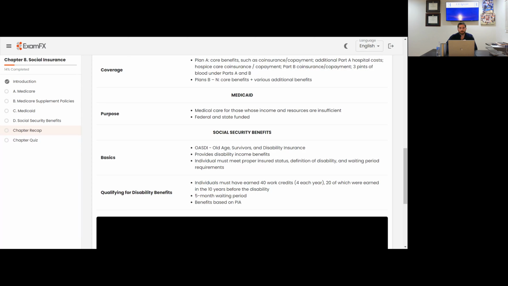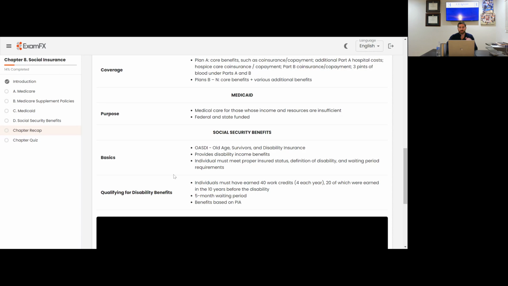Social Security benefits. What are the basics? OASDI. That stands for Old Age, Survivors, and Disability Insurance. It's truly just an acronym, so make sure you know what OASDI stands for. Old Age, Survivors, and Disability Insurance. This provides disability income benefits. The individual must meet proper insured status, definition of the disability, and waiting period requirements. Okay, so guys, the insured status is just making sure that you qualify for Social Security benefits. Again, the 40 quarters, kind of beating a dead horse there. You have to meet the definition of disability, and you have to deal with the waiting period requirements, kind of the elimination period. Wait till those benefits are paid out after you've claimed the disability.